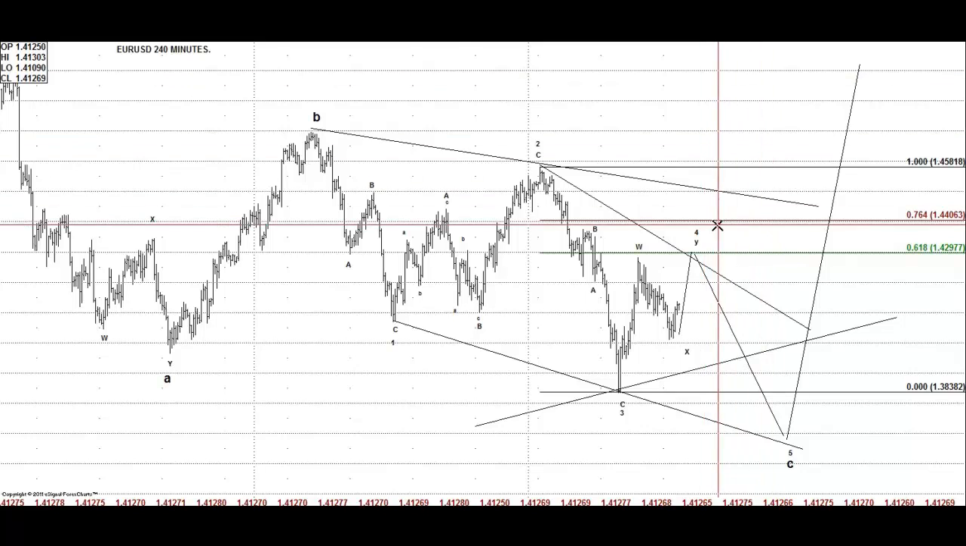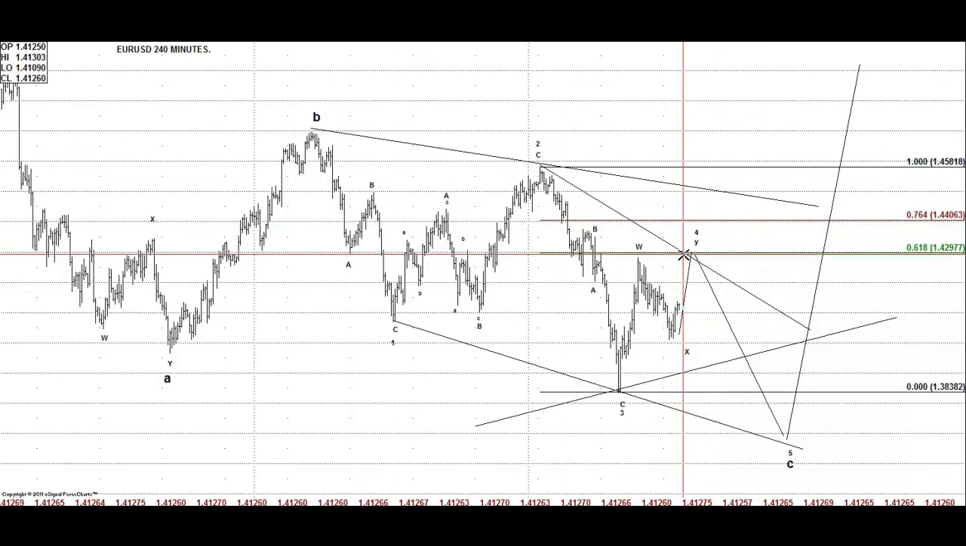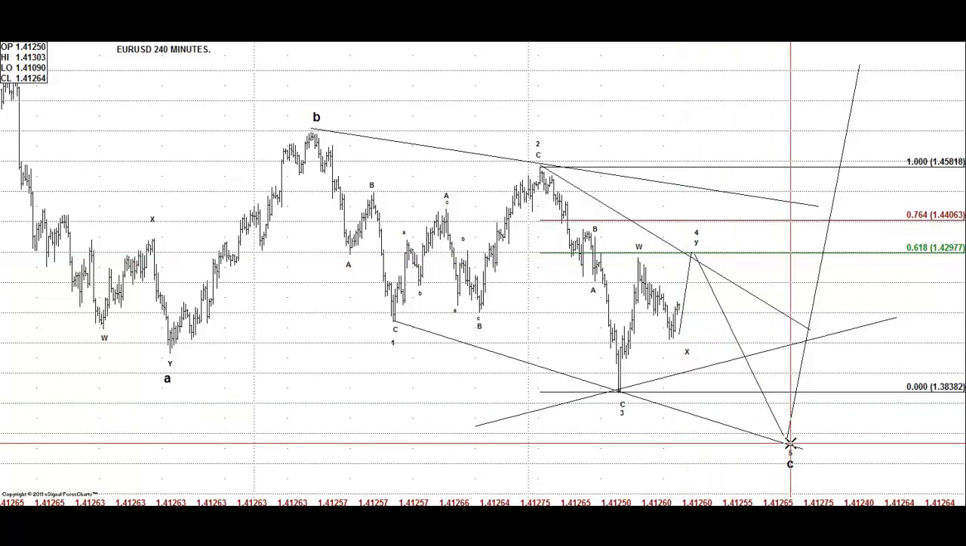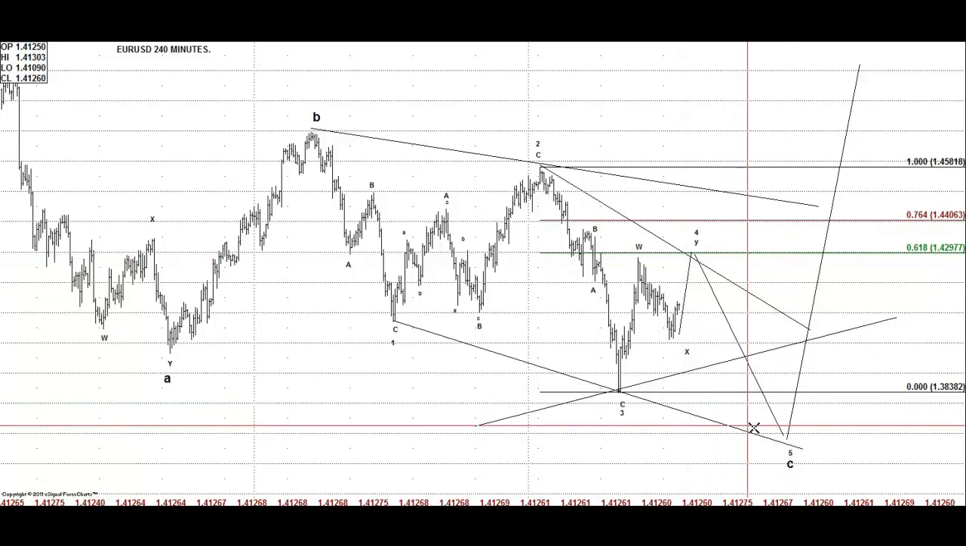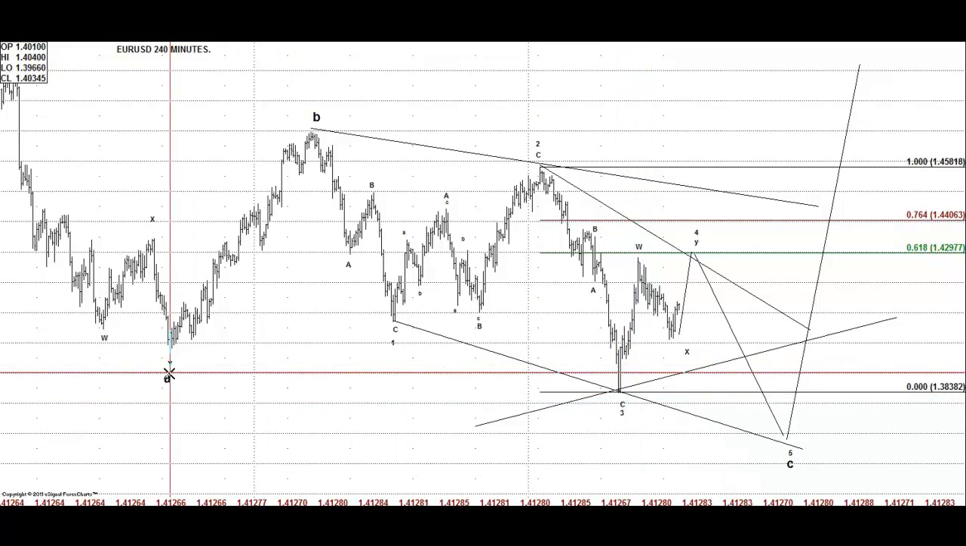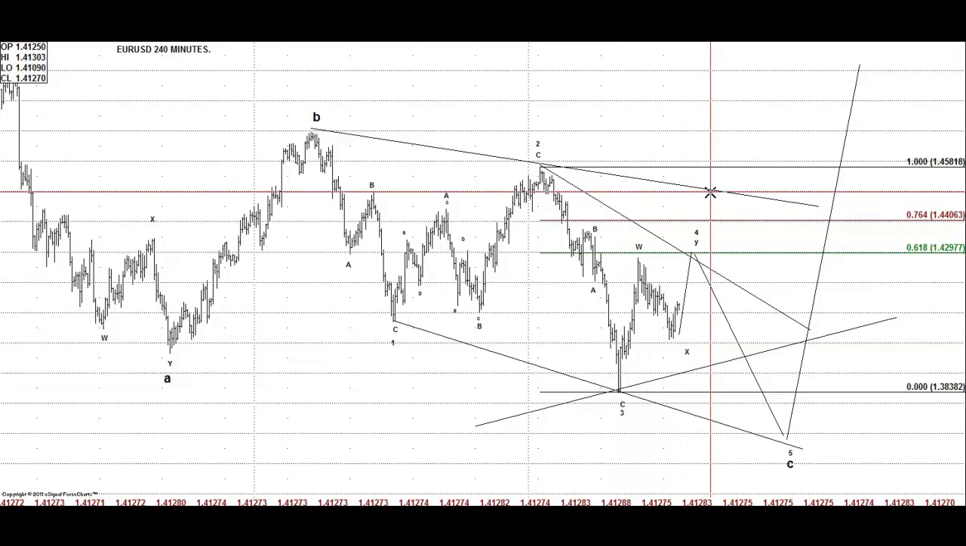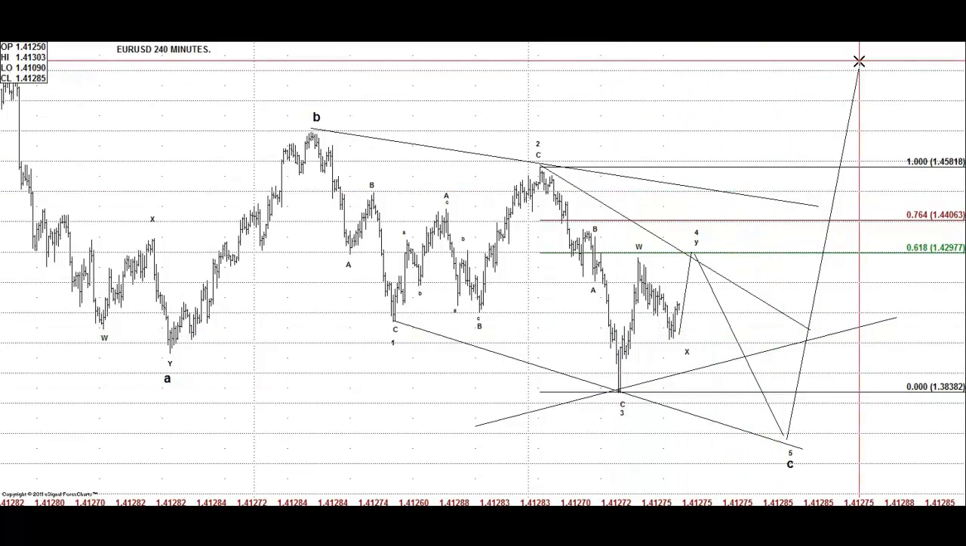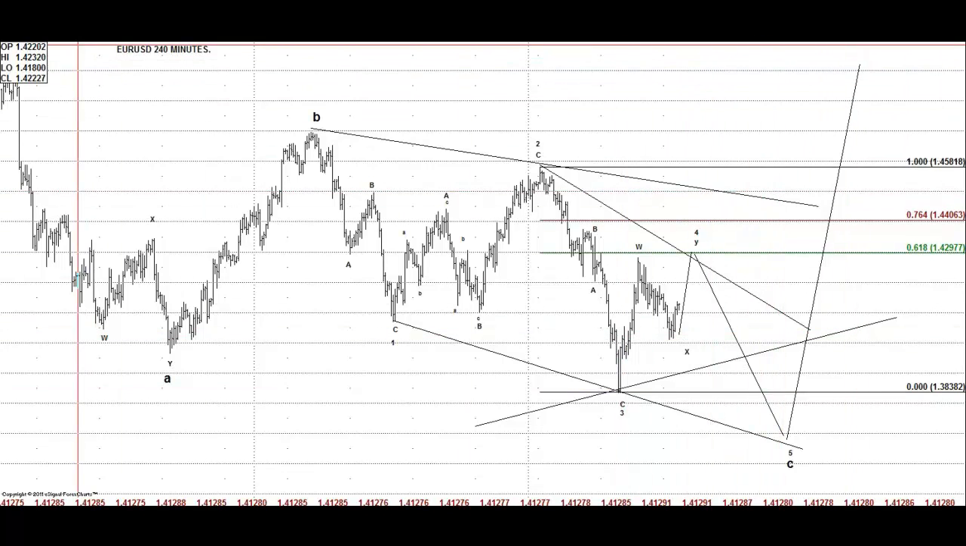But I think that if the diagonal is in place, we're going to see a lower euro to around 137. If it's the bullish triangle, this should be the end, and then we got A, B, C, D, E, and then the thrust as a bullish triangle.